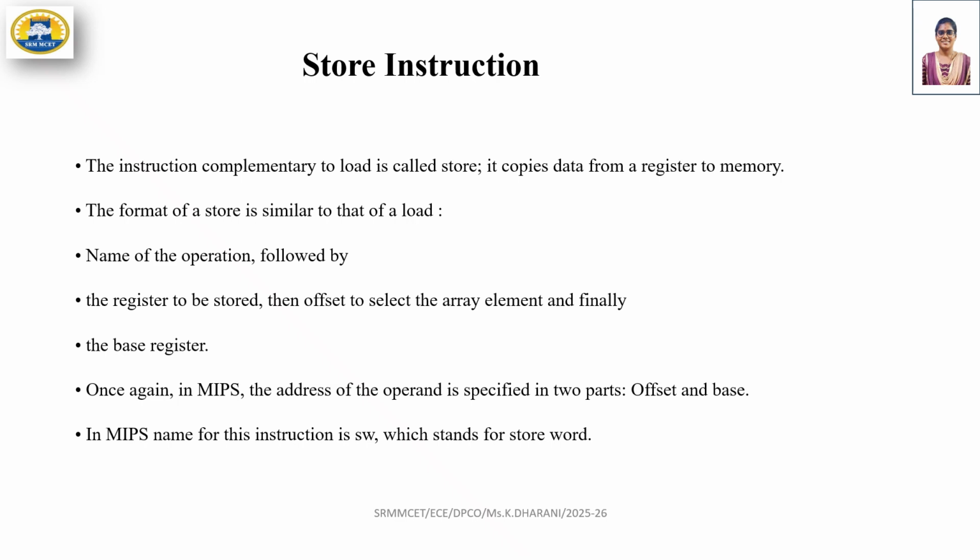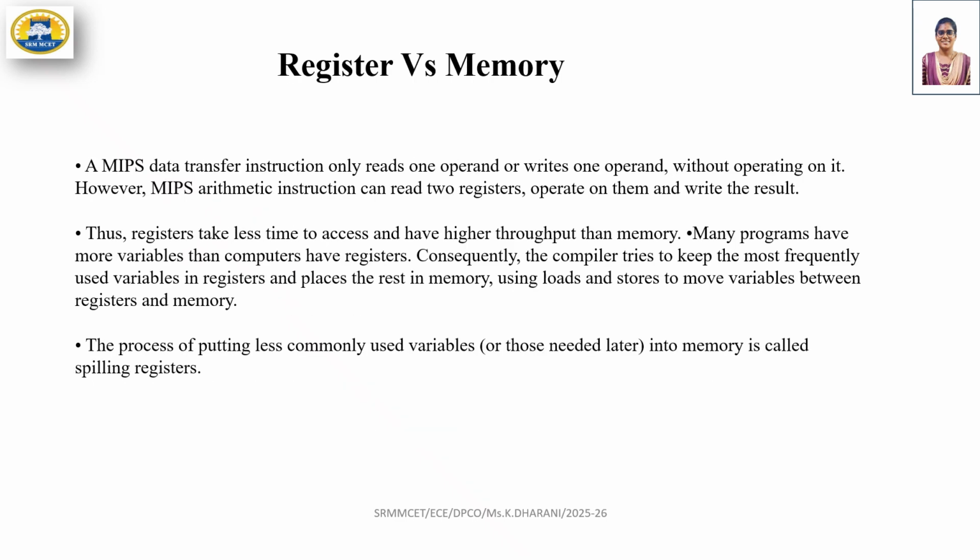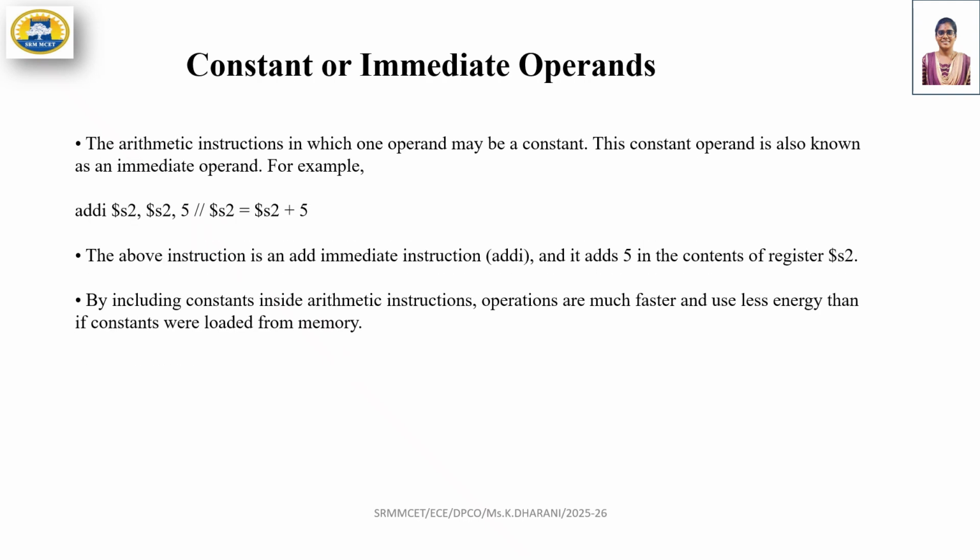Okay, next we can look at register versus memory. Registers are faster and accessed more frequently, but memory is used for less frequently used variables. Spilling is the process of moving variables from registers to memory to save space. Then we can look at the constant or immediate operand. ADDI means add immediate, for example addi S2, S2, 5, so S2 equals S2 plus 5. The immediate constant operand is built into the instruction. This saves time and energy compared to loading from memory.